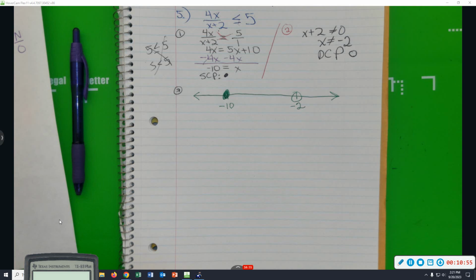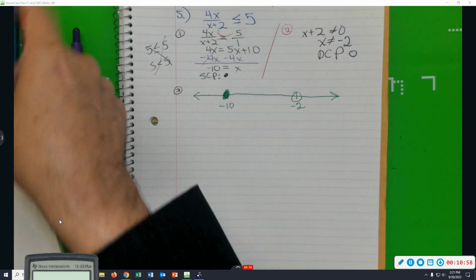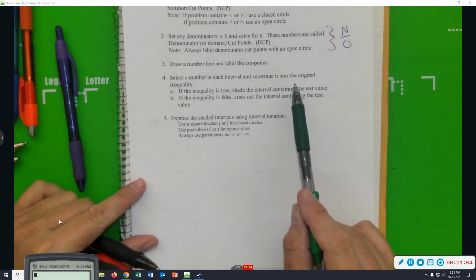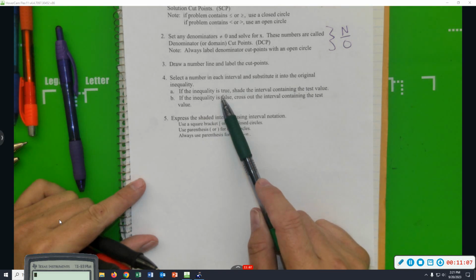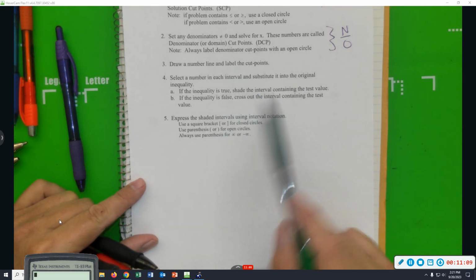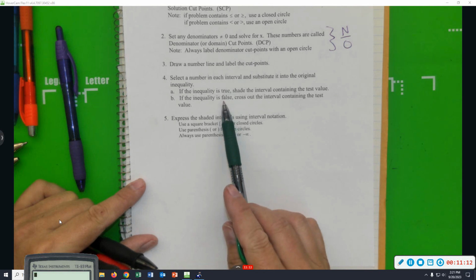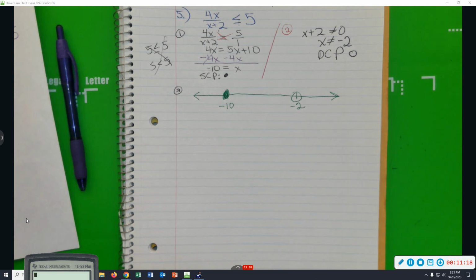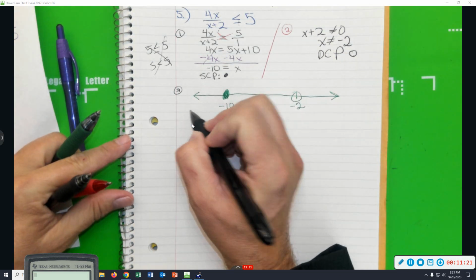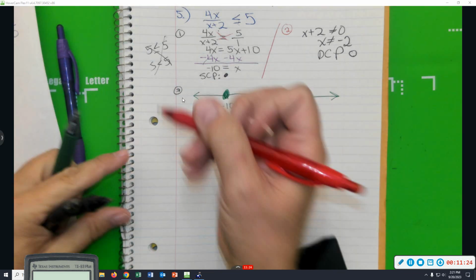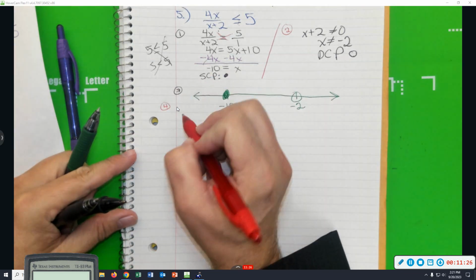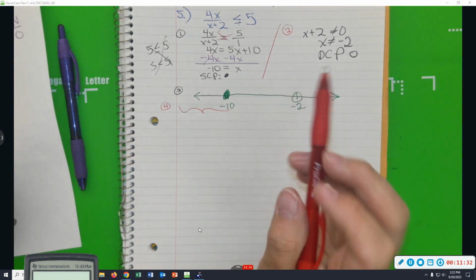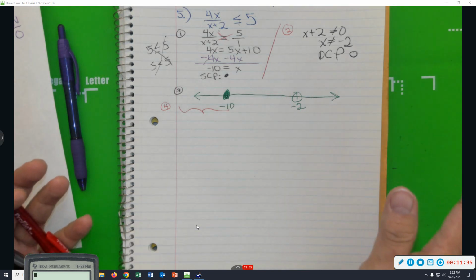Now we have to figure out which intervals are going to be shaded. So look at step number 4. Select a number in each interval and substitute it into the original inequality. If the inequality is true, you're going to have to shade the interval containing the test value. If the inequality is false, cross the interval out. There are 3 distinct intervals here. So I'm going to test 3 intervals. This is step number 4. We're going to see a way to avoid having to test every one of these intervals. But for the first example, I'm going to test all 3 intervals.